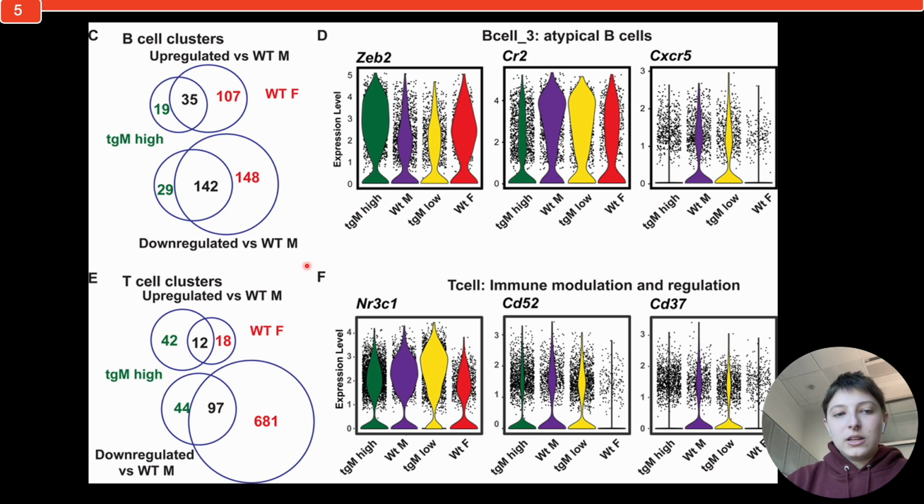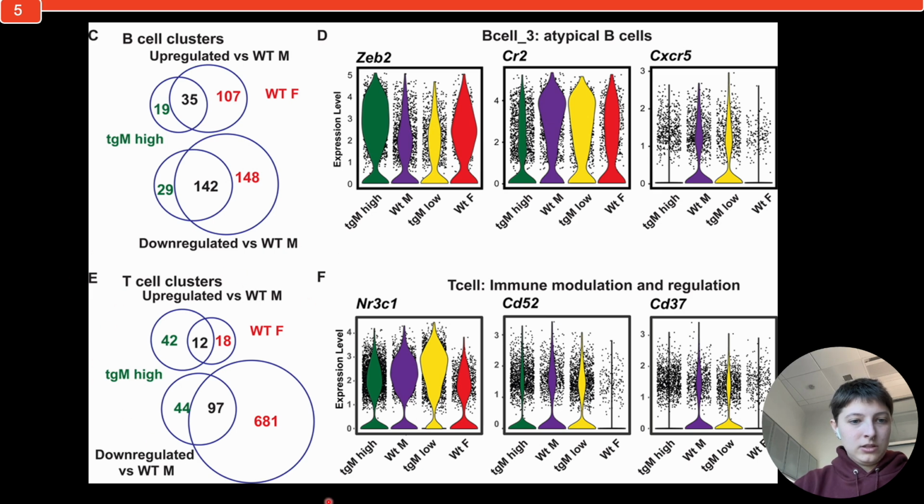And then they did that for the downregulation. They saw more genes in the downregulation. And so ZEB2 and CR2 are examples of, I'm not sure what the CR2 is showing, but here for the ZEB2, you can clearly see that this mutant male with high severity is similar to the wild type female. And with the CXCR5, you see the opposite trend. So you see very low expression in the mutant males with high severity compared to wild type females.